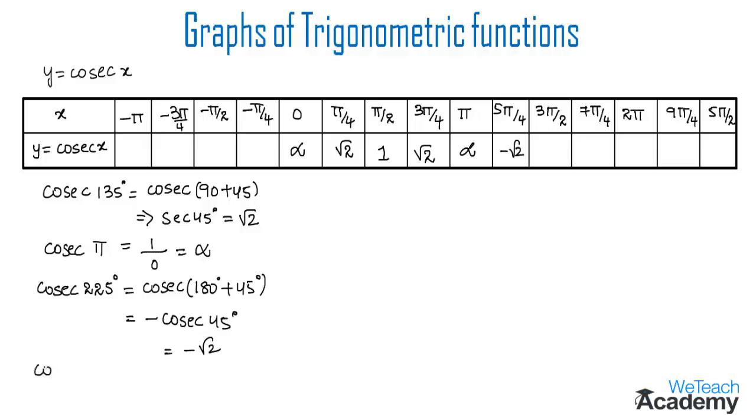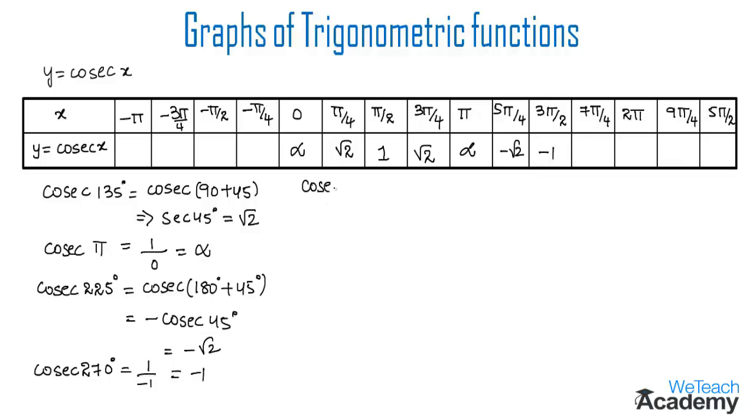And then the next radian 3 pi by 2. So cosecant 3 pi by 2 is nothing but cosecant 270 degrees. So cosecant 270 degrees will be equal to 1 by the value of sine 270 degrees. So here we get 1 by minus 1. So that implies we get here minus 1 as the value for cosecant 270 degrees. Then 7 pi by 4.